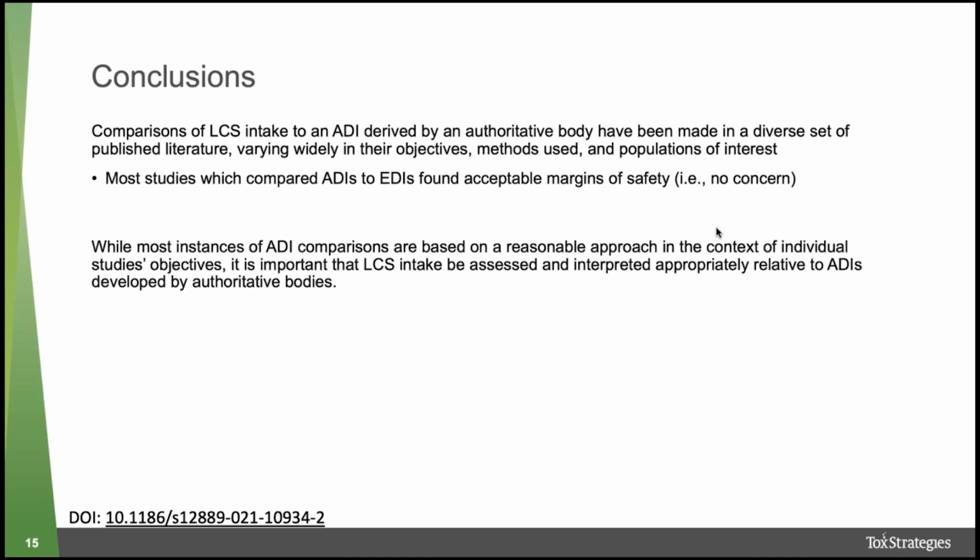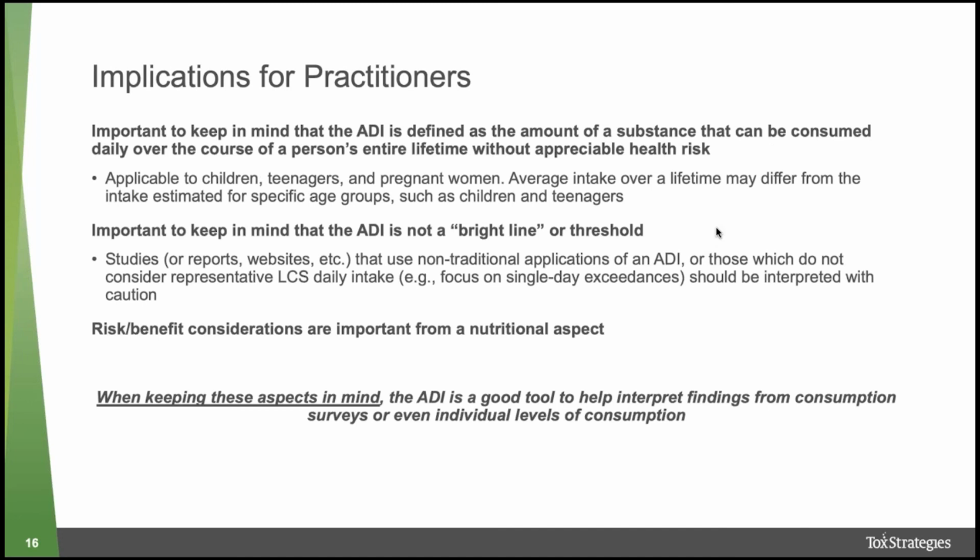And we also found that while most of the instances of ADI comparisons were really reasonable in the context of each individual study, it is really important that the intake still be assessed and interpreted in a way that is intended by the authoritative bodies. So it's just something that we found it was difficult in some instances to understand the application unless you had a good appreciation of what the ADIs represent.